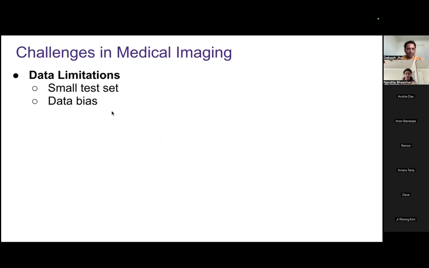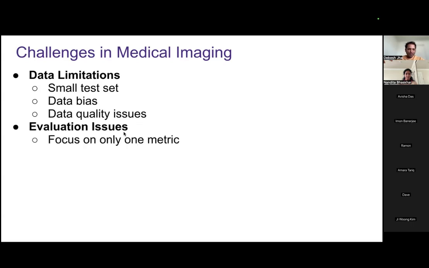So, and there is also data bias. For example, certain race or certain group might be underrepresented. And then we have issues such as data quality issues. For example, most of the images we get, even from the hospital, are low resolution because hospitals do not want to share the latest data with us.